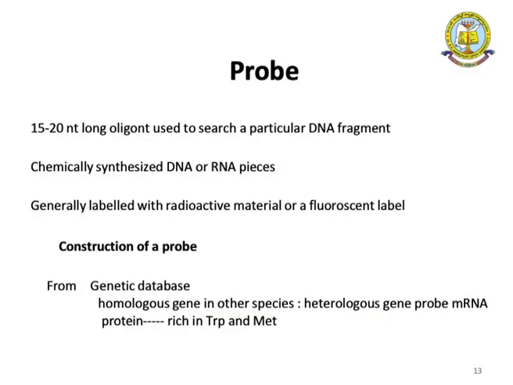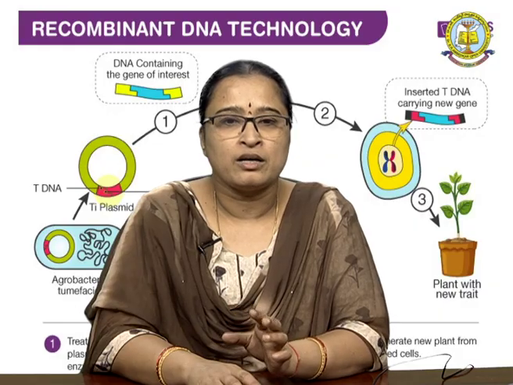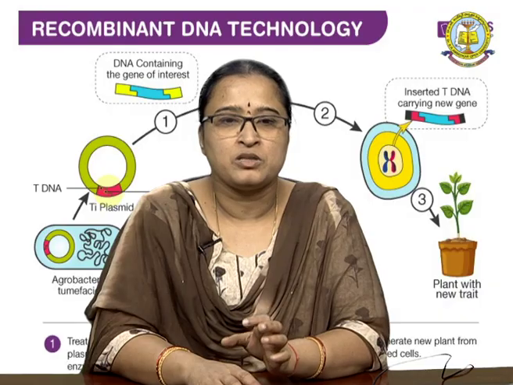What are probes? Probes are 15 to 20 base long oligonucleotides used to search for a particular rDNA fragment. These are called probes. Probes are also chemically synthesized DNA or RNA pieces. Generally they are labeled with radioactive material or a fluorescent label. When you use the probes, you can label them with radioactive material or fluorescent labels.